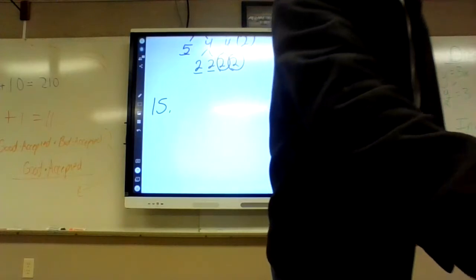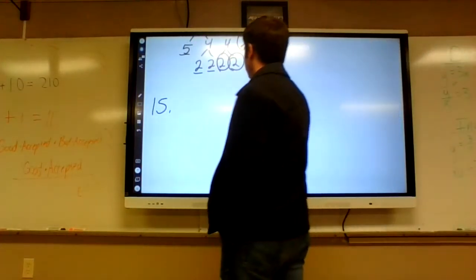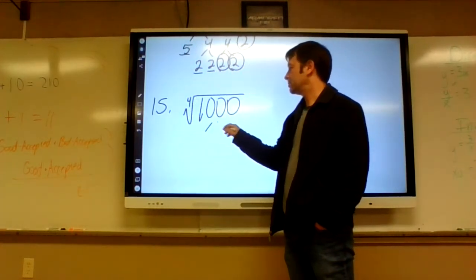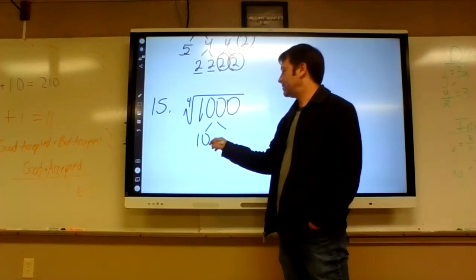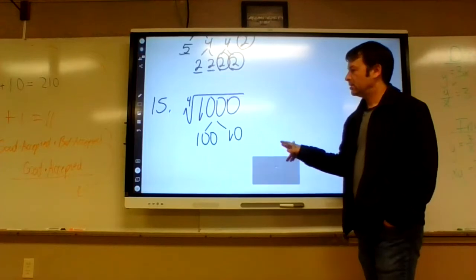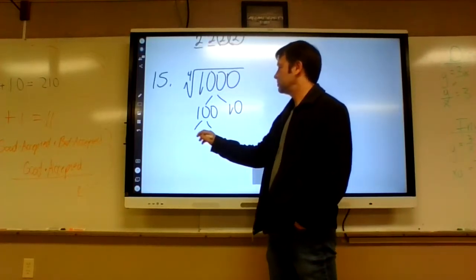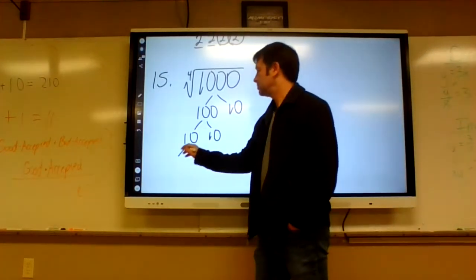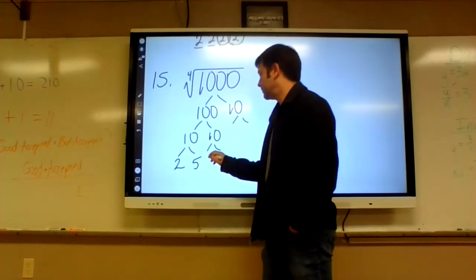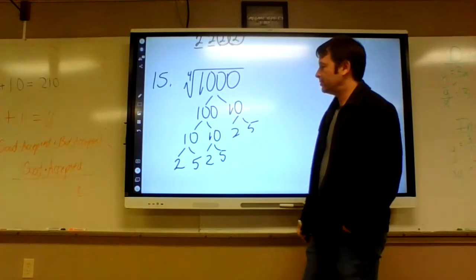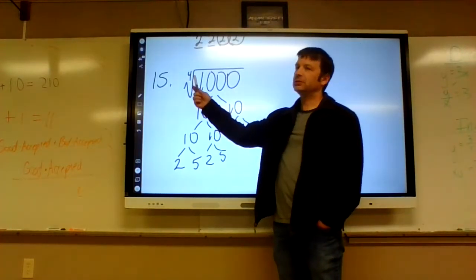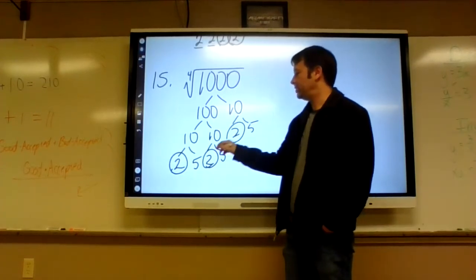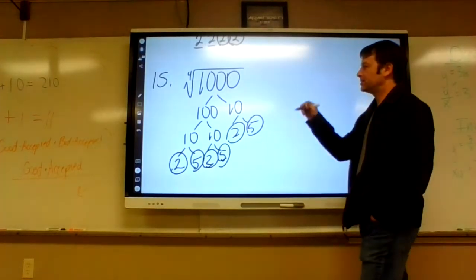15. Fourth root of 1,000. Okay, what goes into 1,000? 100 times 10. Okay, what goes into 100? 10 times 10. And then what goes into all those tens? 2, 5, 2, 5, 2, 5. So, what do we need on this one? 4. We need 4 of them, a quadruple. We don't have 4. We have 1, 2, 3, 1, 2, 3. It's not a simple 5.